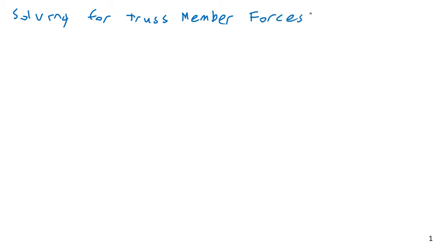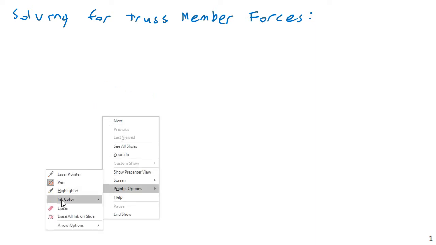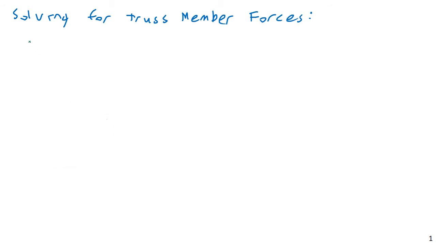So again, for trusses, solving for truss member forces. We of course remember that trusses will hold only one force inside each member. That force will either be a tension or a compression, but it'll always be axial and of one fixed value along the entire length of the member. So there's going to be two main methods for this. One, we'll have the method of joints. And two, we'll have the method of sections.